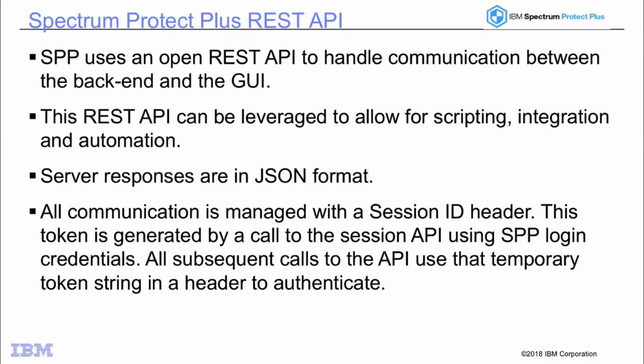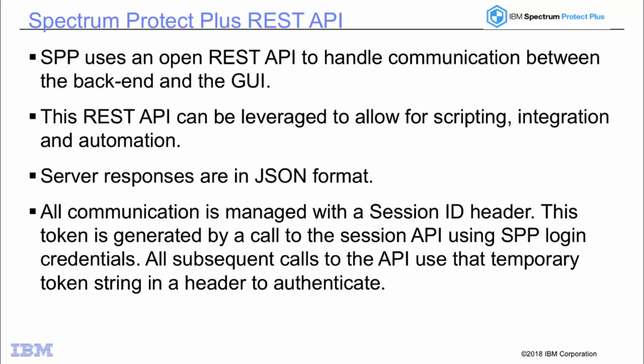Beginning in version 10.1.1, well, Spectrum Protect Plus has always used a REST API to handle communications between the back end of the product and the graphical user interface, the Spectrum Protect Plus portal. But in version 10.1.1, we have exposed that API so that customers and users can access it and programmatically control Spectrum Protect Plus. And we provided additional documentation for all of the REST API's calls.